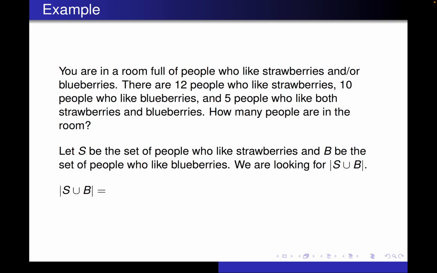Well, we can use the principle of inclusion-exclusion. The cardinality of S union B is equal to the cardinality of S plus the cardinality of B minus the cardinality of S intersect B. We know that 12 people like strawberries, 10 people like blueberries, and 5 people like both, so we plug those in, and that gives us 17 people.